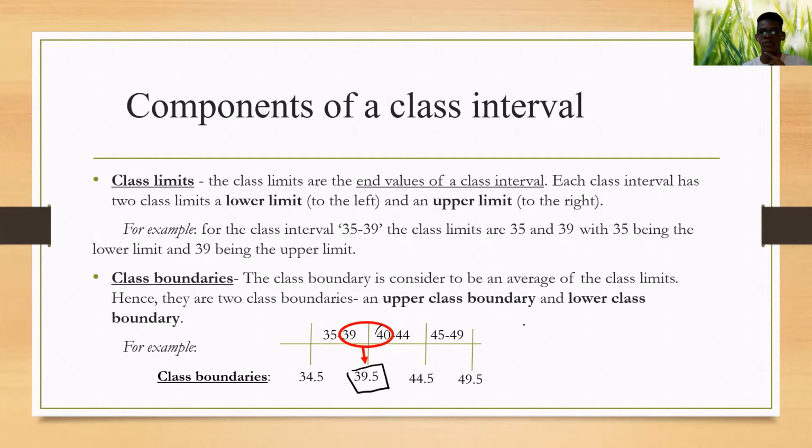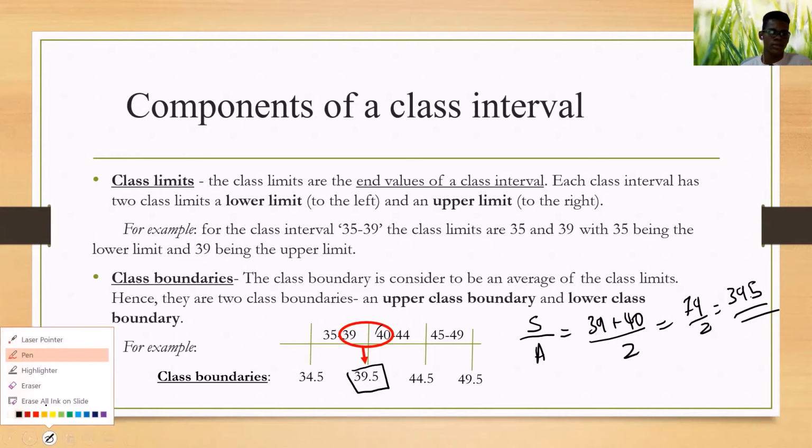And how do we find the average? Average is sum divided by amount. The sum is 39 plus 40, divided by the amount of numbers. 39 and 40 are two numbers, so 79 divided by 2, we should get 39.5, right? And that's why you say it's the average between the class limits.